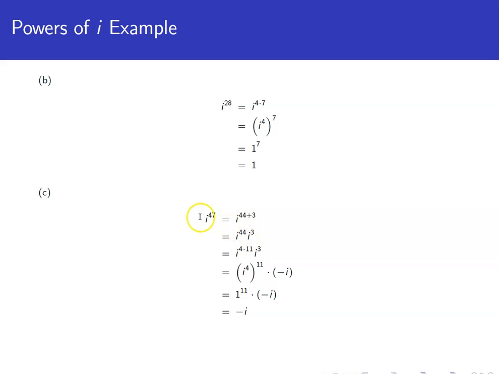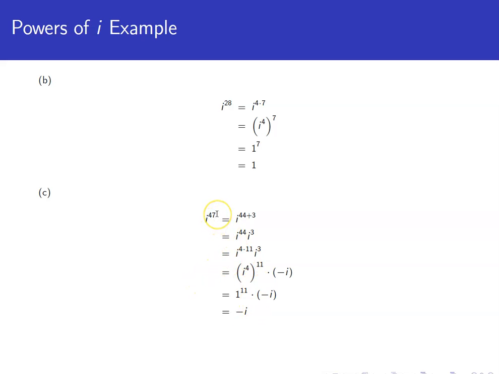Finally, if we want to do i to the 47th, 47 is 44 plus 3. Break that up. I get an i to the 4th to the 11th for this one. Again, i to a multiple of 4 is always 1. So this simplifies to i cubed, but we know that i cubed is the same thing as -i, so you end up with -i.